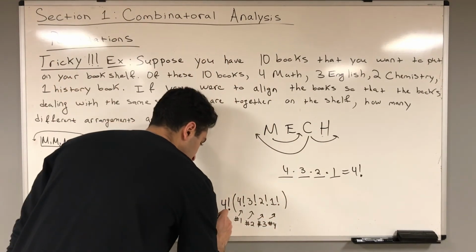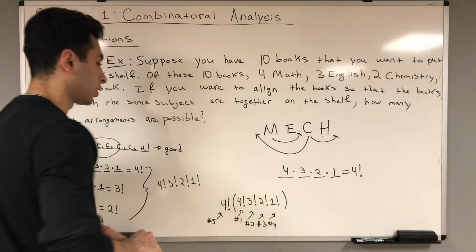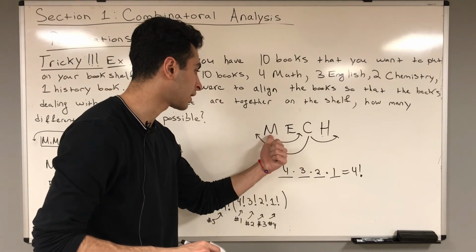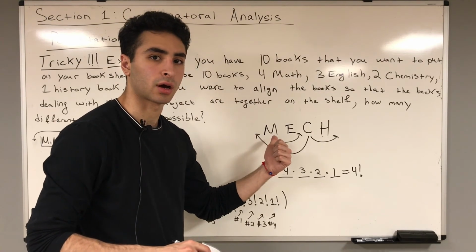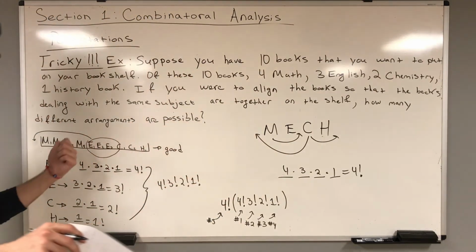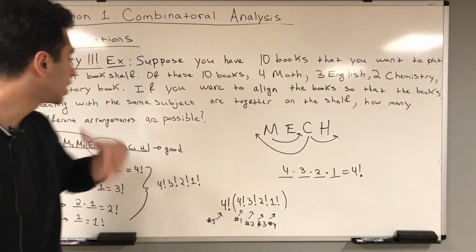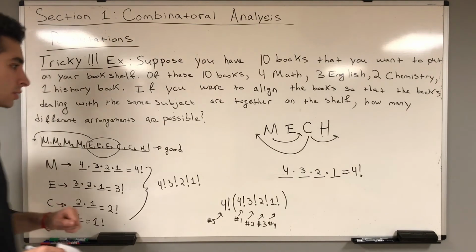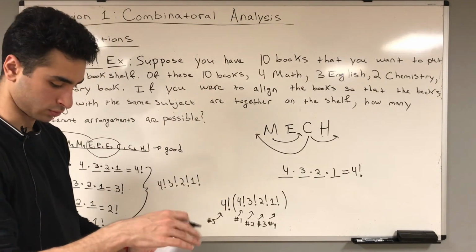And then this is experiment 5, where you're rearranging these 4 objects, but remember the hidden meaning behind each object is that they represent each of their corresponding subjects. So this big M represents this entire grouping of the 4 math books. And that's it. That's your answer.